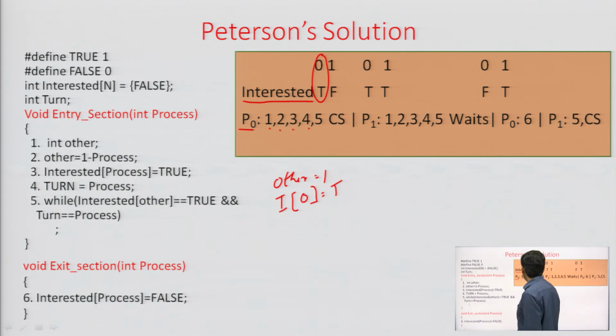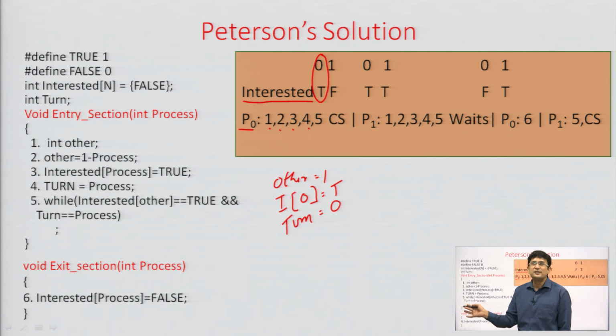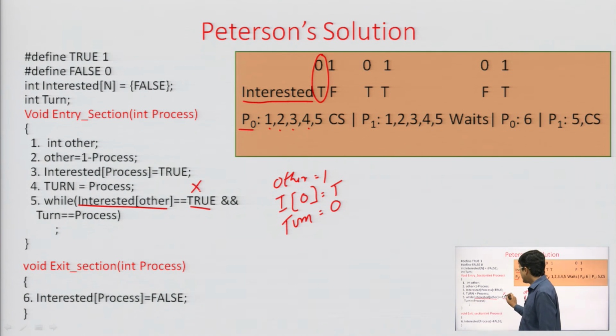After this, statement number 4: turn equals process means turn is equal to process number 0. Now, if the interest of process 0 is true, at the initial stage the interest of the other process will be false. So, see statement number 5: if the interest of the other process is true, no, this condition is false. Since this condition is false, the P0 process can enter the critical section.